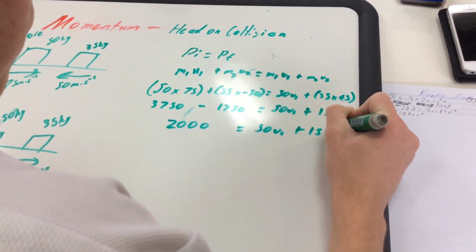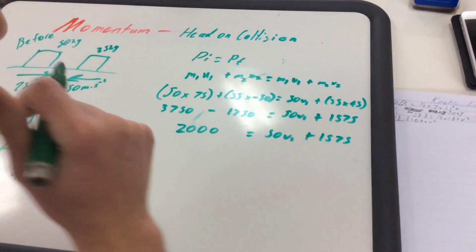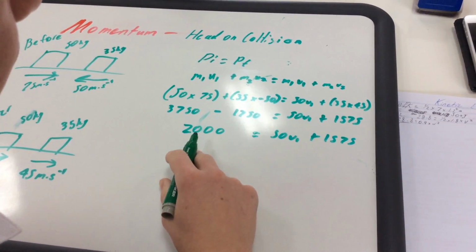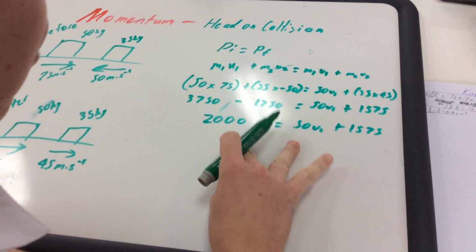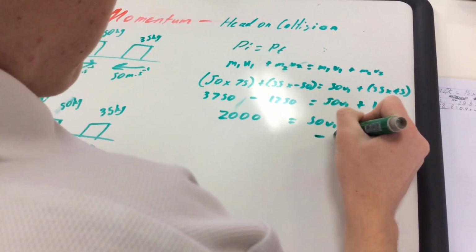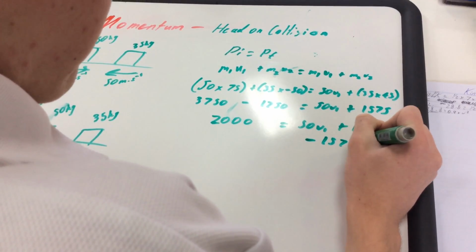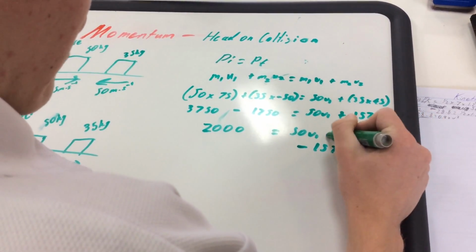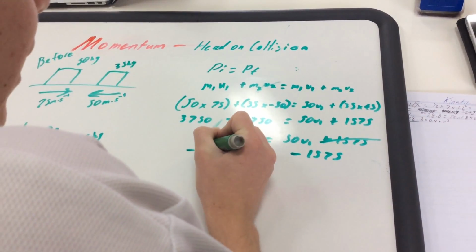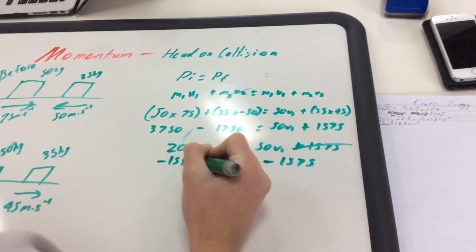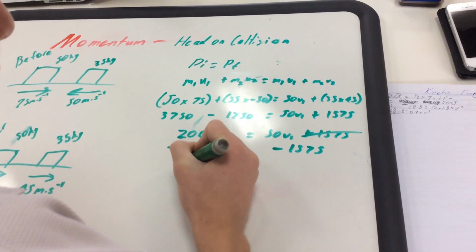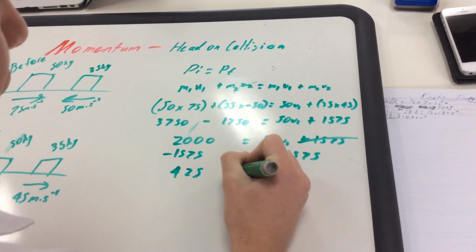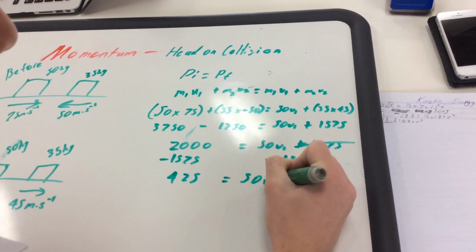Since both of these sides are equal, whatever we do to one side can be done to the other side and they'd still be equal. So if we minus 1,575 from this side, that will cancel out this. We can minus 1,575 from the other side too. And that would give us 425, and that is now equal to 50 V1.